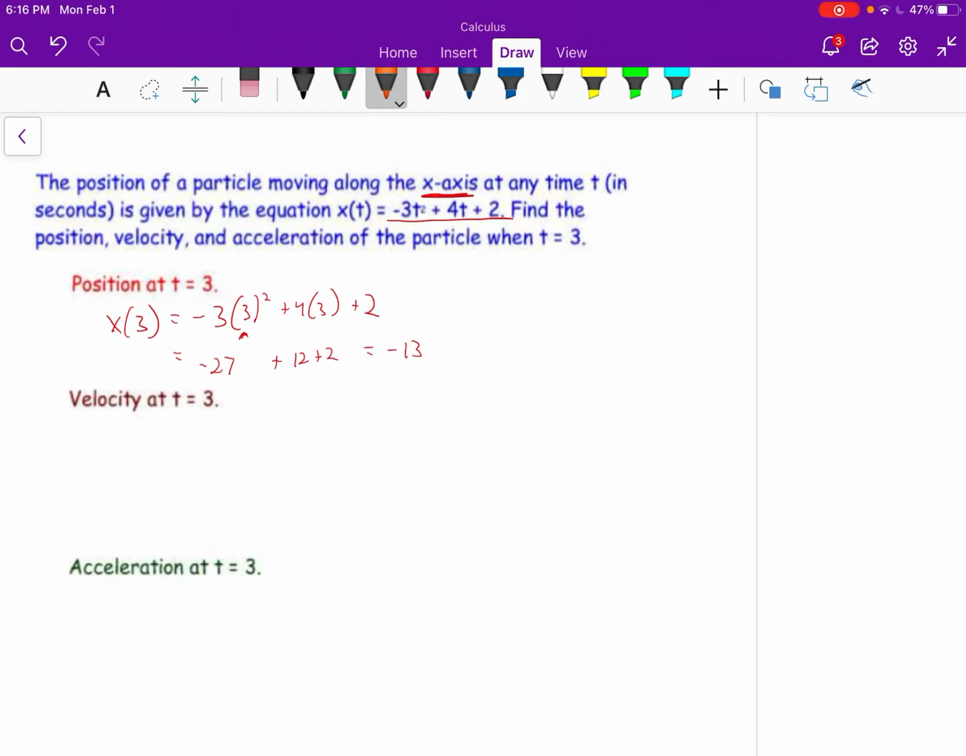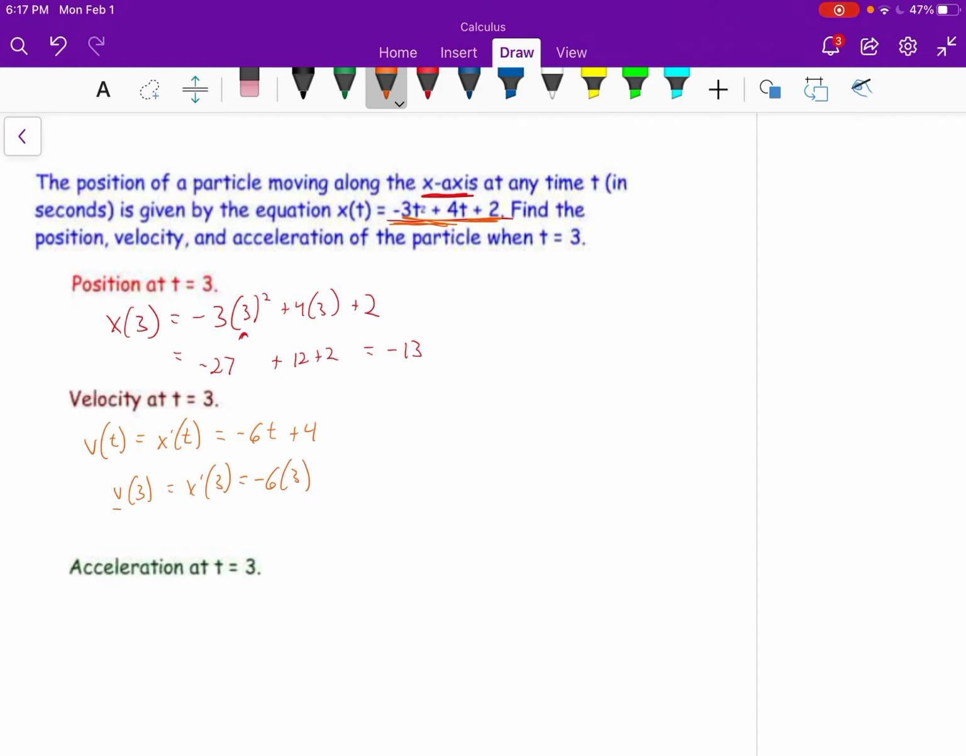Next, we want to find velocity. We know velocity, from what we just talked about, is the derivative of the position function. So velocity, which I'm going to put equals the derivative of the position, is equal to negative 6t plus 4. And we want to find the velocity when t is 3, so we just plug in 3. So v of 3 is the same thing as x prime of 3.